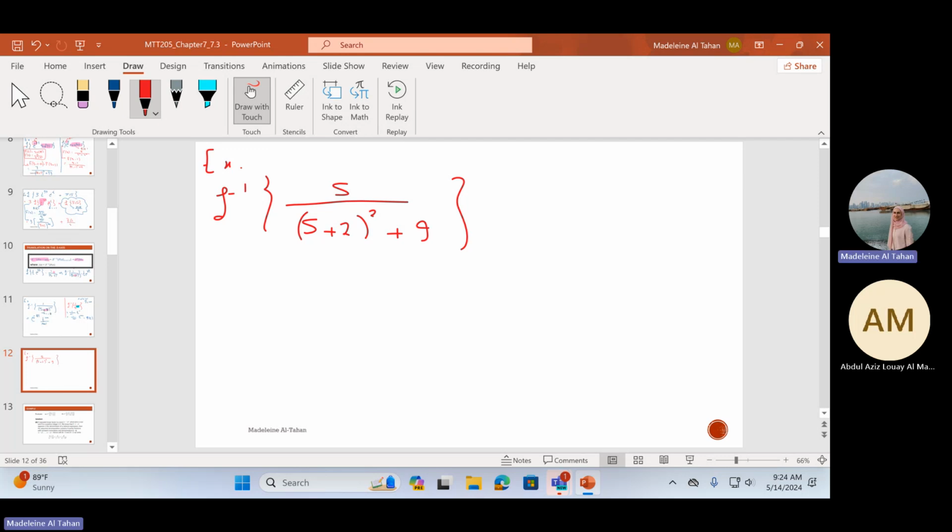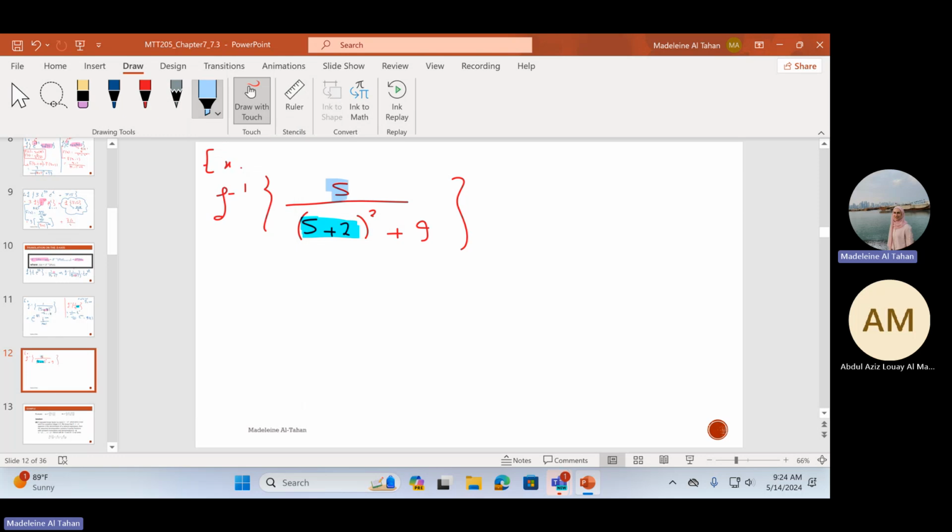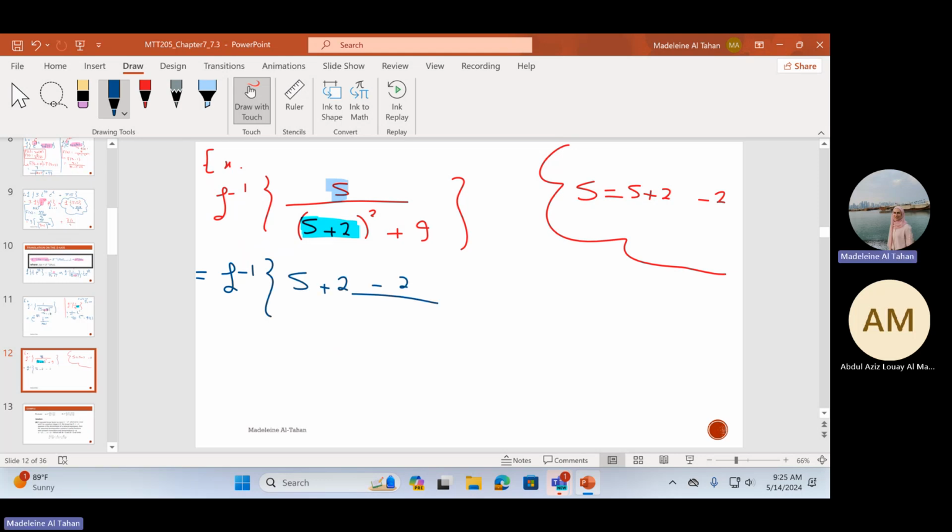We cannot have s and s plus 2 at the same time. All of them should be inside. So here I have s plus 2, and here I have only s. So this s should be s plus 2. Now, how can we make the s as s plus 2? I add 2 and subtract 2, so I got the plus 2. This is the first step that you do: Laplace inverse of (s plus 2 minus 2) over ((s plus 2) squared plus 9).